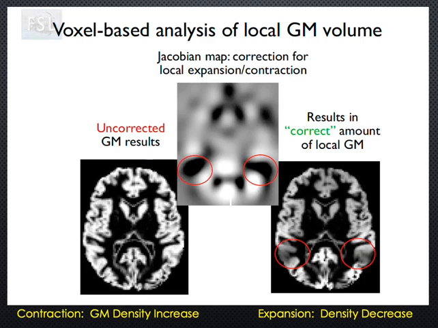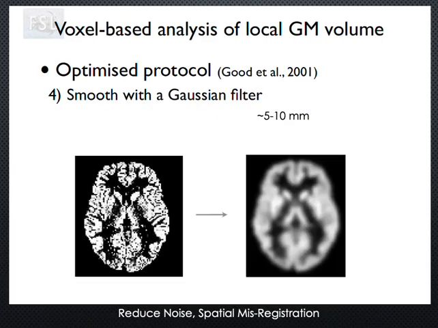So if we have an area where the gray matter is contracting, the gray matter density will increase. However, if we have regions where the gray matter is expanding, the density will decrease. The next step, after all of our gray matter density images are warped to the common space, is to smooth with a Gaussian filter. So this essentially blurs our images.